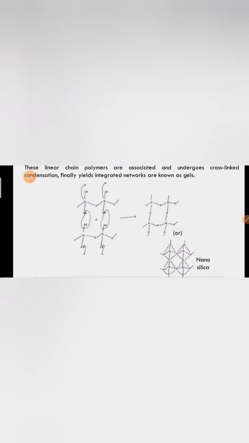The third step is cross-linked condensation, which is also called a 3D network or gel. Gel is formed in cross-linked condensation. These linear chain polymers associate and undergo cross-linked condensation. Finally, these integrated networks are known as gels. Here gel is formed finally. This is the nanosilica. This is the gel.